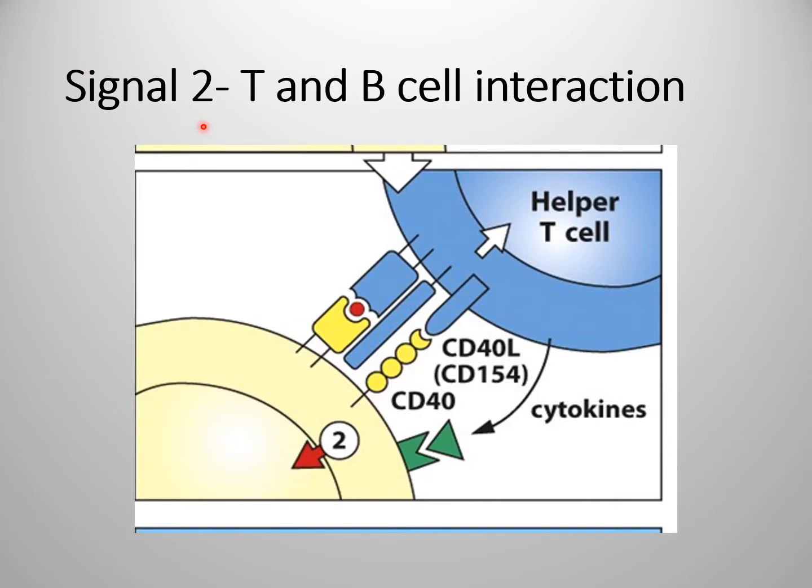The second signal is provided by T and B cell interaction. T and B cells interact at several different points. The first point is the MHC class 2 molecule interacting with the T cell receptor present on the helper T cell. At the same time, the co-receptor displayed on the B cell, that is CD40, binds to the CD40 ligand on the surface of the T helper. So both the binding of MHC molecule and CD40 result in signal 2.